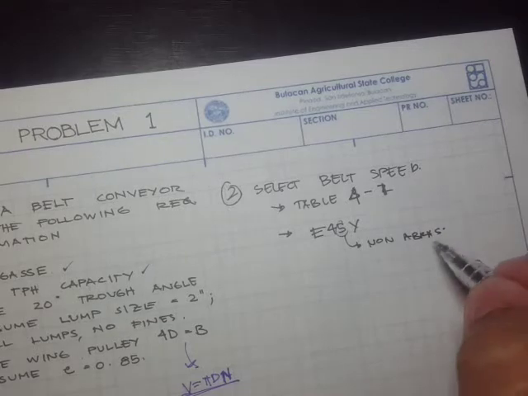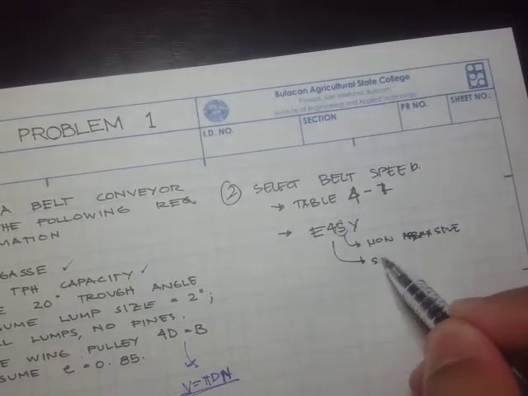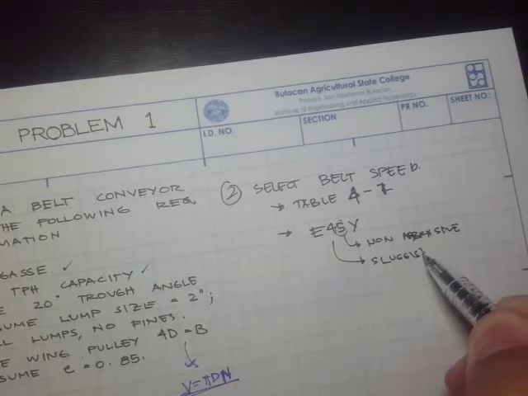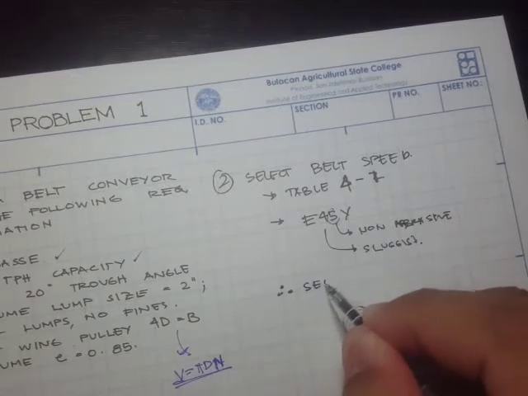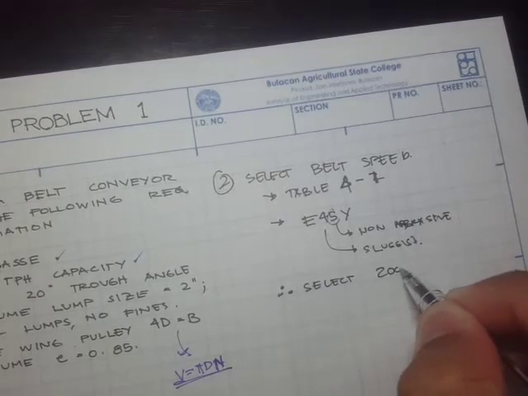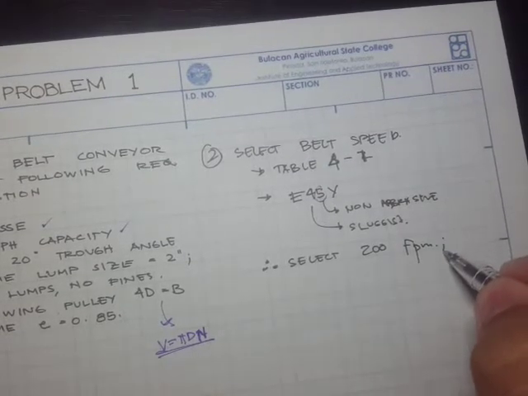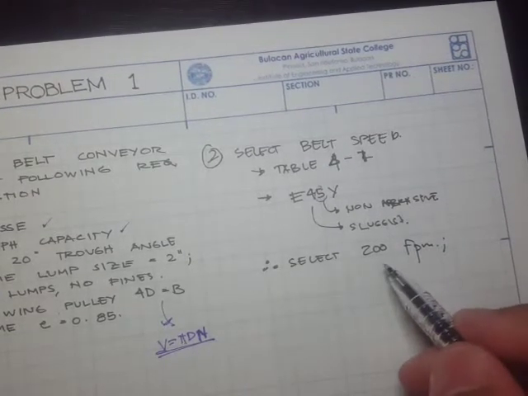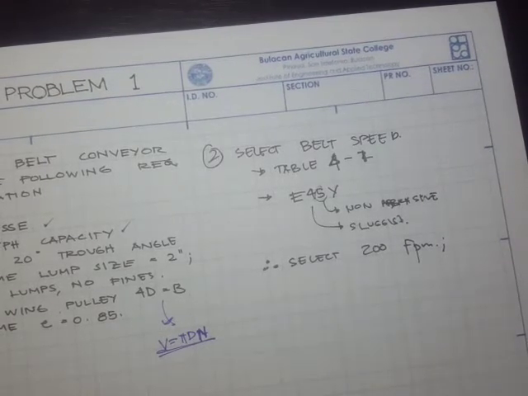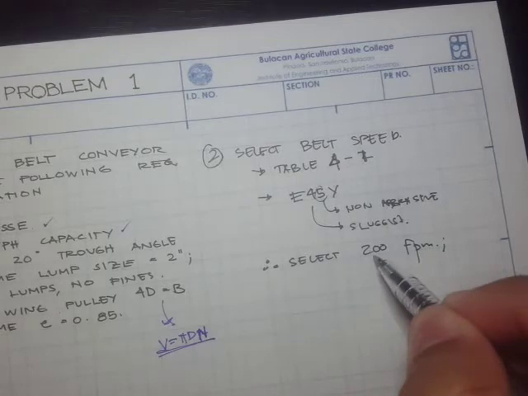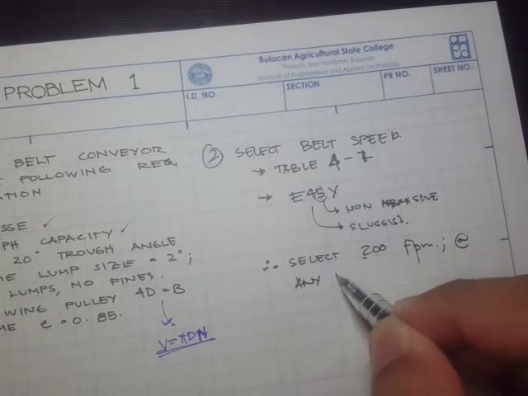Abrasive, and this one is sluggish. So therefore, select 200 fpm, and in the table it says that applies. That's the maximum recommended belt speed at any belt width.